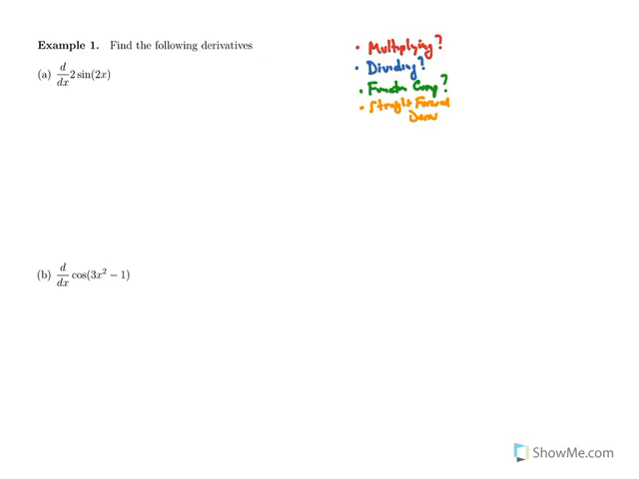So if we're multiplying two functions, we're going to use the product rule. If we are dividing, we're going to use the quotient rule. If it's function composition, we're going to use the chain rule. And otherwise, we're just going to do a straightforward derivative. And note that all of the problems can be boiled down to that question. Is it multiplication, division, function composition, or a straightforward derivative?